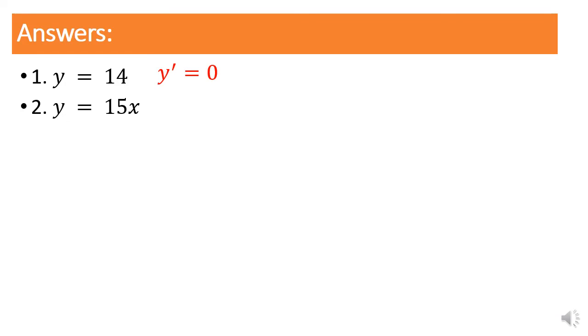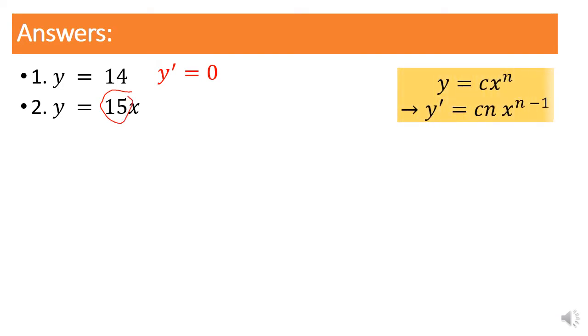Now, for number 2, y equals 15x. For this kind of function, what we do is just pick up the coefficient of x for its derivative. So the derivative will just be equal to 15. Actually, we can make use of the basic formula on the right. But then we remember x to the 1 minus 1, the understood exponent of this is 0. 1 minus 1 will be 0. So x to the 0, which is actually 1, just disappears.